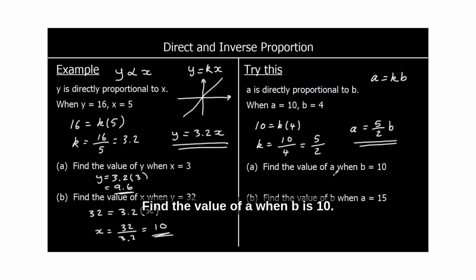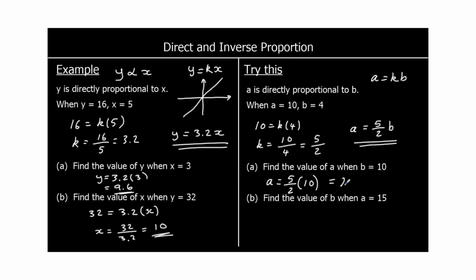So part A, find the value of A when B is 10. So we substitute in B is 10. So it's 5 over 2 times 10. 2.5 times 10 is 25. So that's the answer.